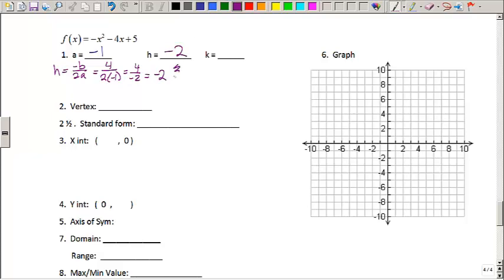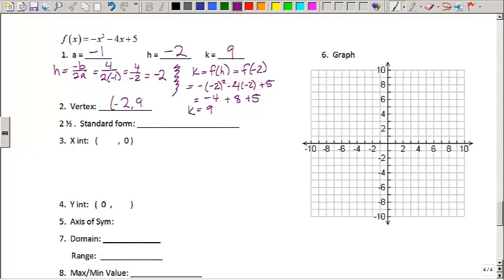In order to find k, k is equal to f of h. And in this case, h is -2. To find f of -2, I evaluate the function at -2. So -2 squared is 4, and the opposite of 4 is -4, plus 8 plus 5. I am getting a k value at 9. So at -2, 9, I have a vertex.